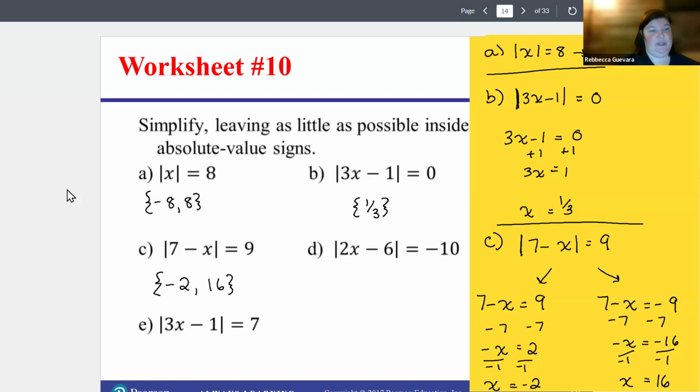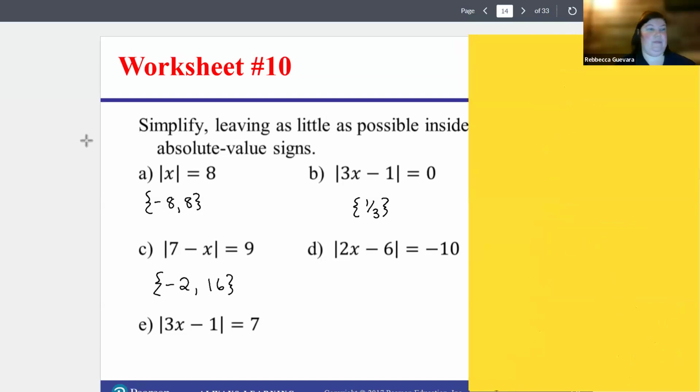Okay, so if you need to, pause a minute, because I'm going to erase this, and then we're going to do D and E. For D, absolute value of 2x minus 6 is equal to negative 10. This one's going to be pretty quick and easy. It's an absolute value equal to a negative number. We have no solution. So my solution set would be this.